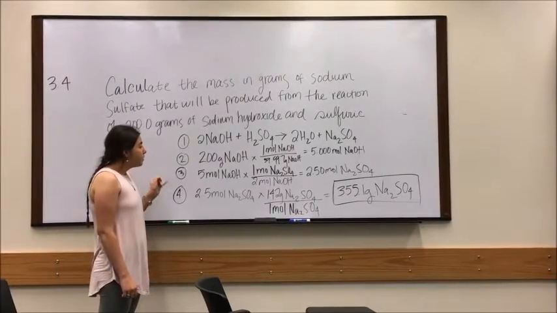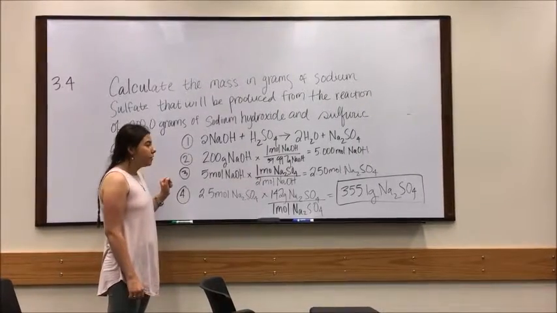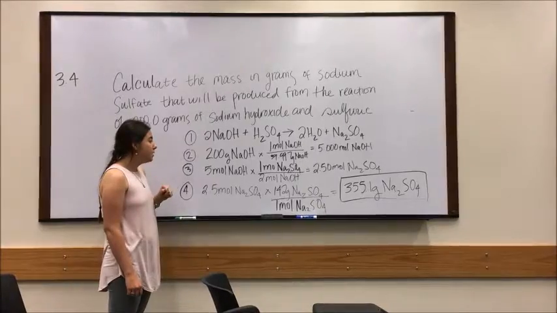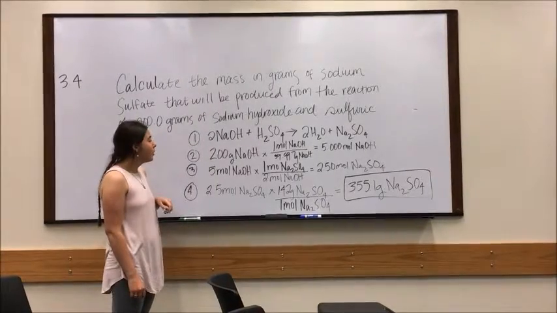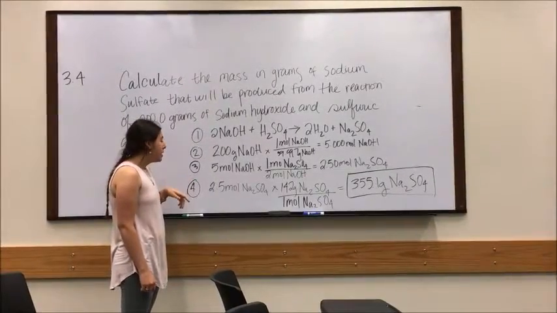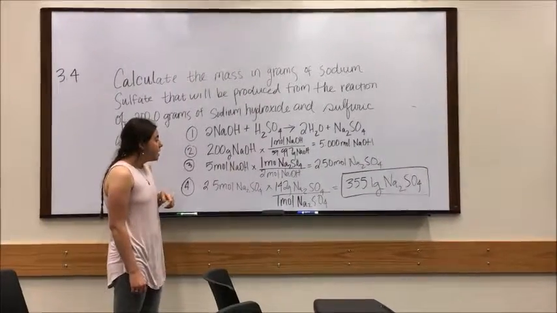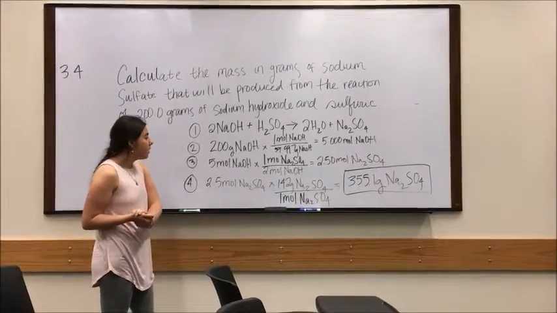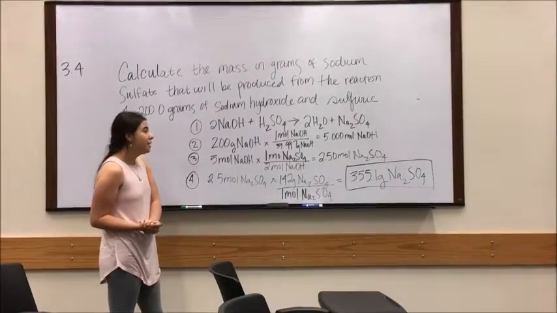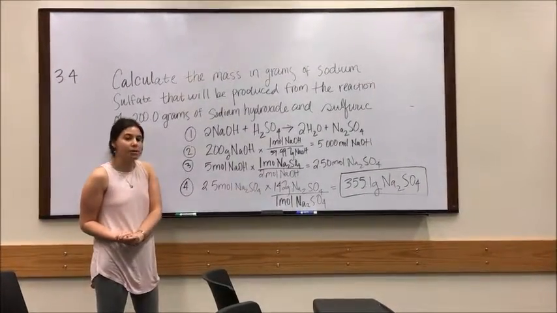The next step is to convert that amount of moles to the moles of sodium sulfate by multiplying it by the mole ratio, which is 1 to 2, and you get that that's 2.5 moles of sodium sulfate. Then to find the number of grams, you multiply by the molar mass of sodium sulfate to get 355.1 grams.